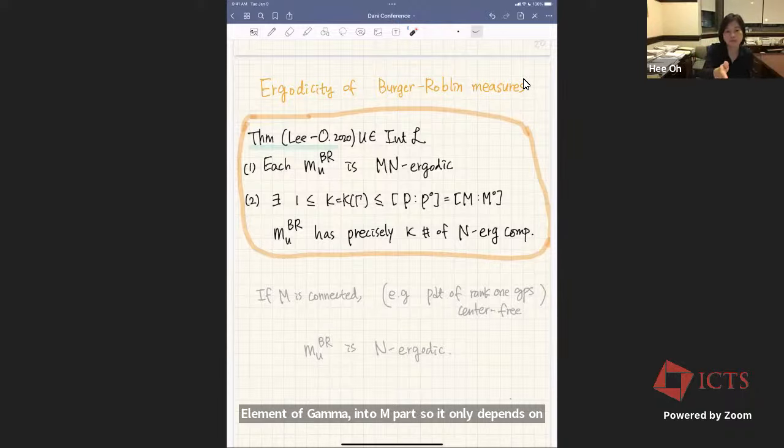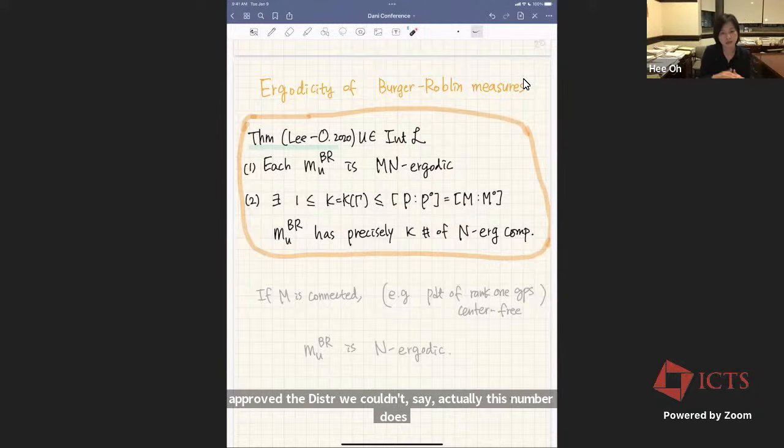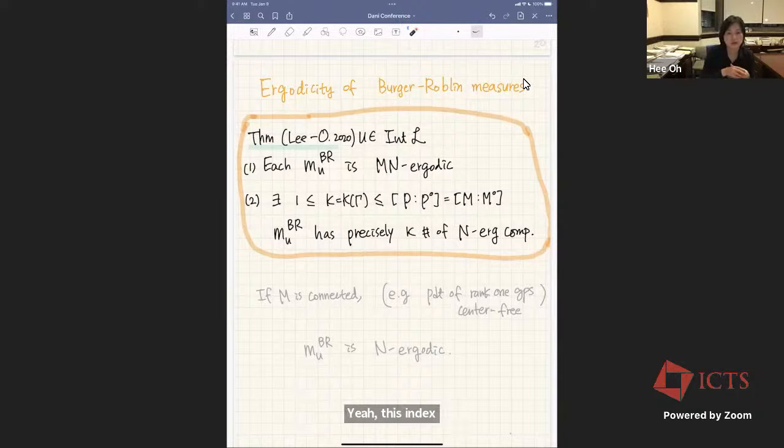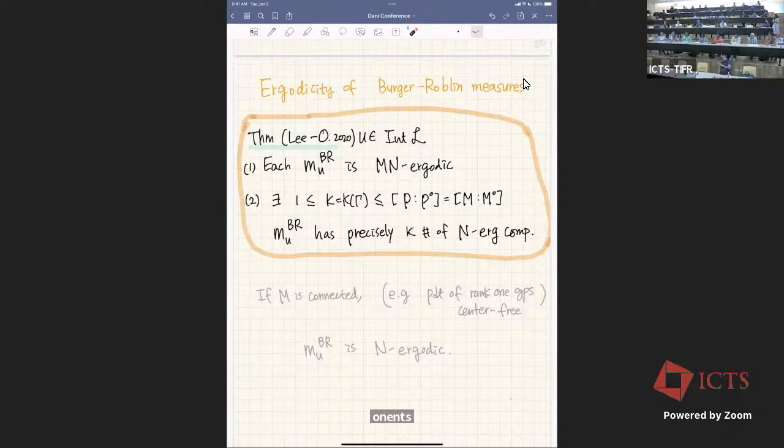But of course it is a theorem. When we first proved this theorem, we couldn't say that this number does not depend on U. We could only say there are finitely many, but then of course we had to prove it. So our proof says that in fact, no matter what U is, you only see the index of this normal subgroup inside M. So that is exactly the number of N ergodic components. Yeah. Okay. And can we say anything about the case in which the index is realized?